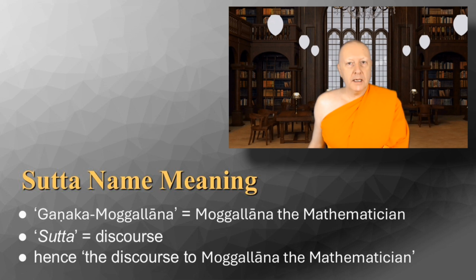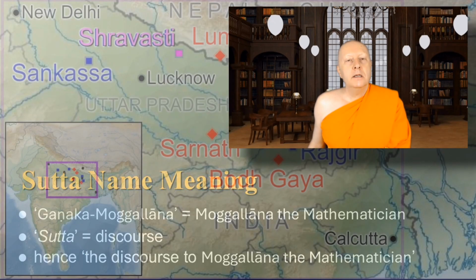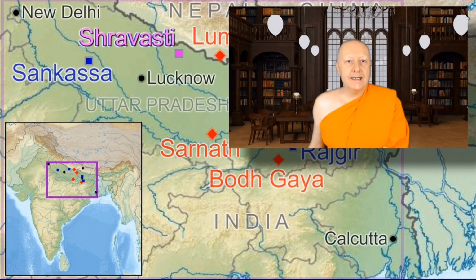So the sutta's full name, the Gaṇaka-Moggallāna Sutta, means the discourse to Gaṇaka-Moggallāna. The teaching took place in Savatthi in the eastern park, or Pubbarama, in the palace of Mighara-mata, or Mighara's mother.